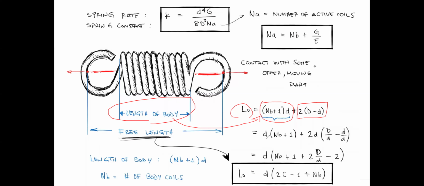So finally we can get L naught for the extension spring equal to D times (2C minus 1 plus NB). And C here is the spring index. We can manipulate this equation to convert it in terms of the spring index.